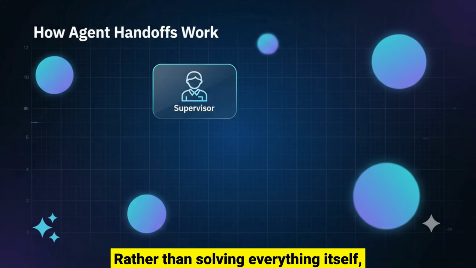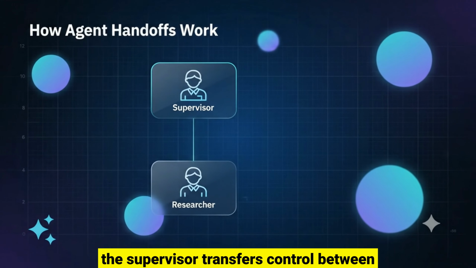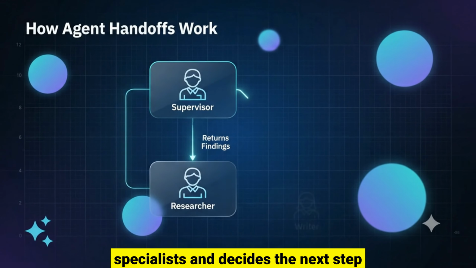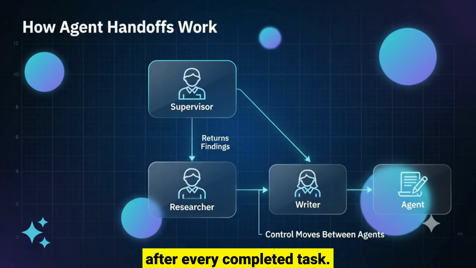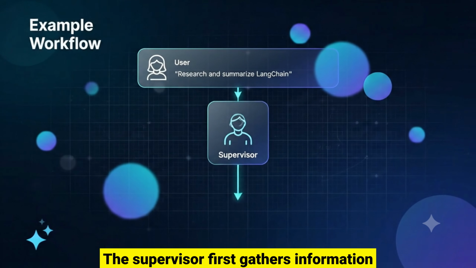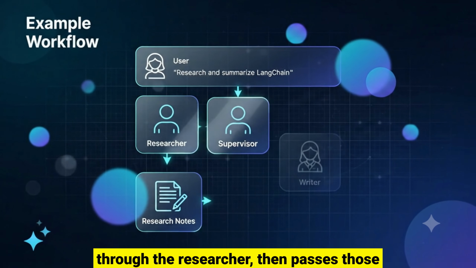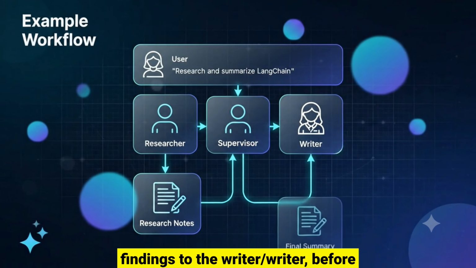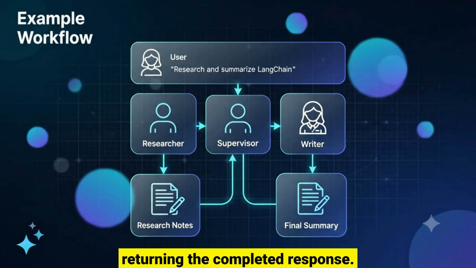Rather than solving everything itself, the supervisor transfers control between specialists and decides the next step after every completed task. The supervisor first gathers information through the researcher, then passes those findings to the writer before returning the completed response.